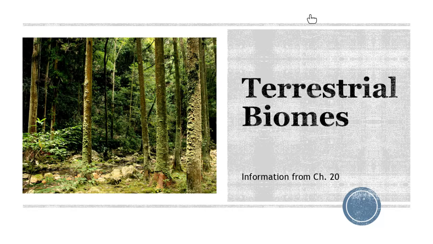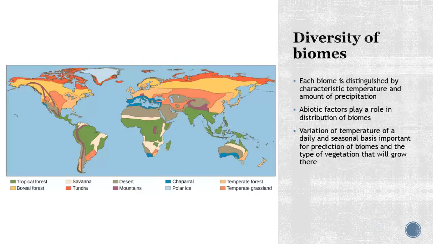All right, now that we've finished talking about energy flow and how we move elements through it, let's talk about the different types of ecosystems. And the first big group we're going to talk about is terrestrial biomes. So we're going to put all the land into one big group. So what type of biomes do we have?